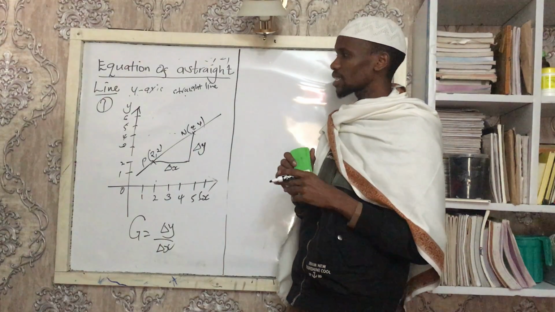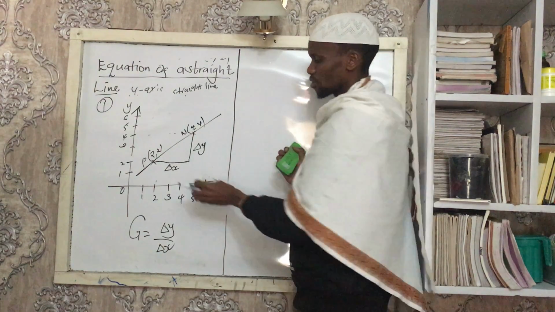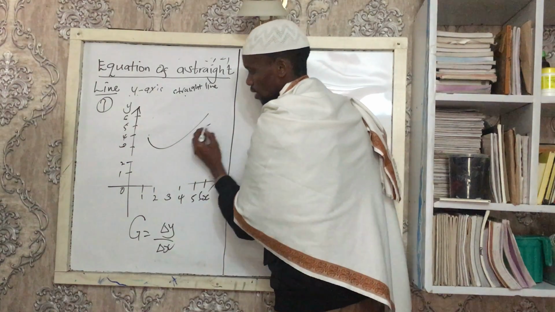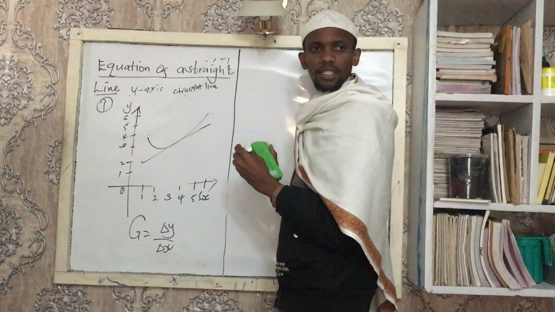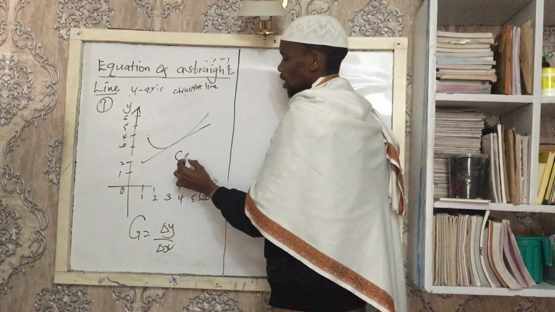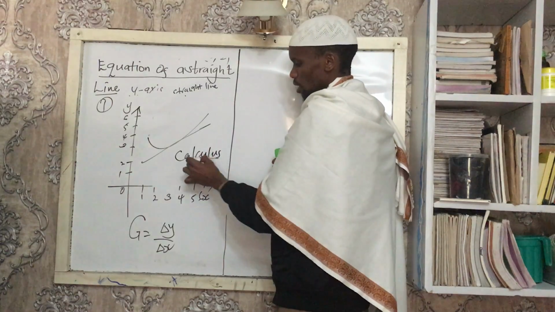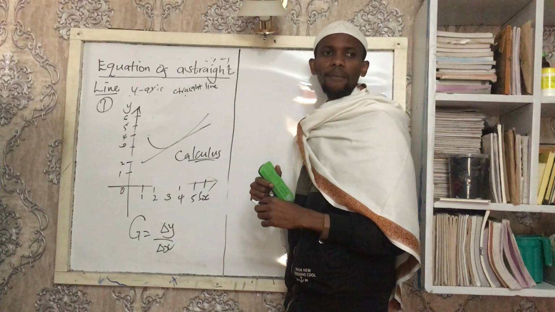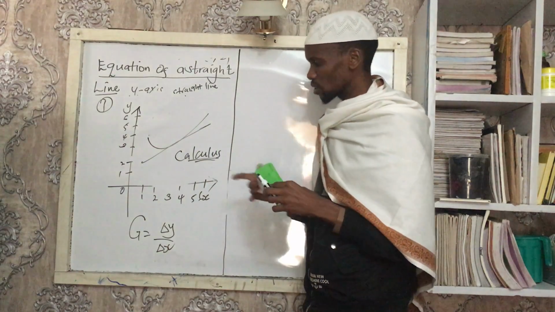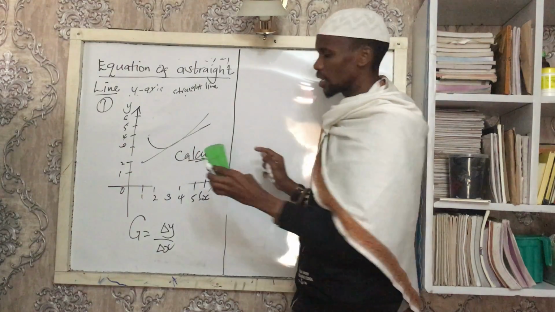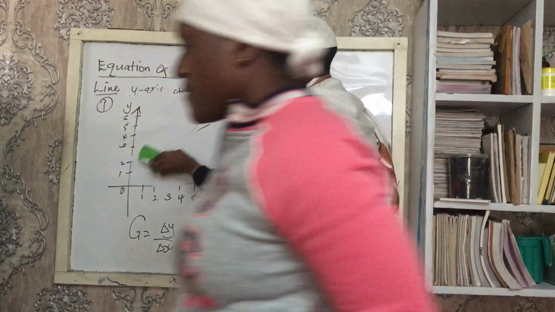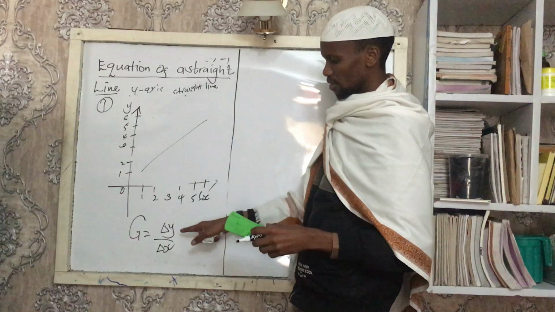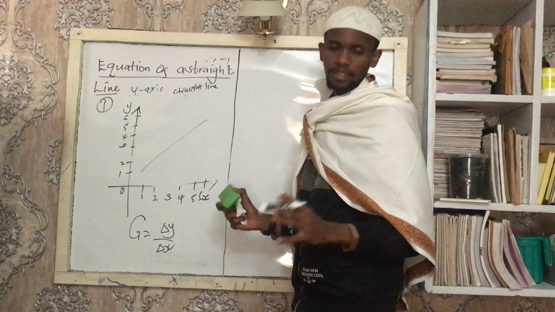Remember I said sometimes you might have a curve, not a straight line. When you have a curve, then you draw what you call a tangent, a straight line. Or you can also use the application of calculus to get the tangent. So we can use calculus, but for now we are not dealing with a curve. We are dealing with a straight line, and as far as a straight line is concerned, the gradient is given by change in y all over change in x.